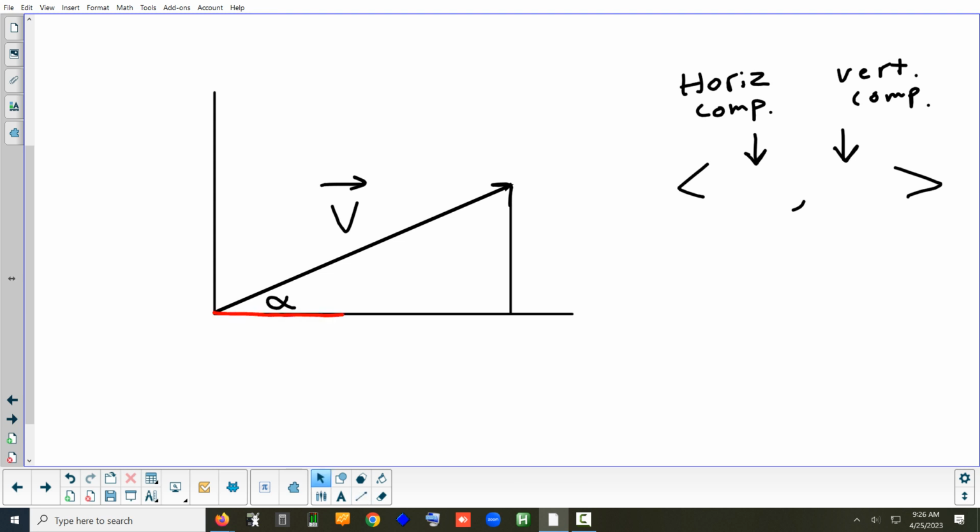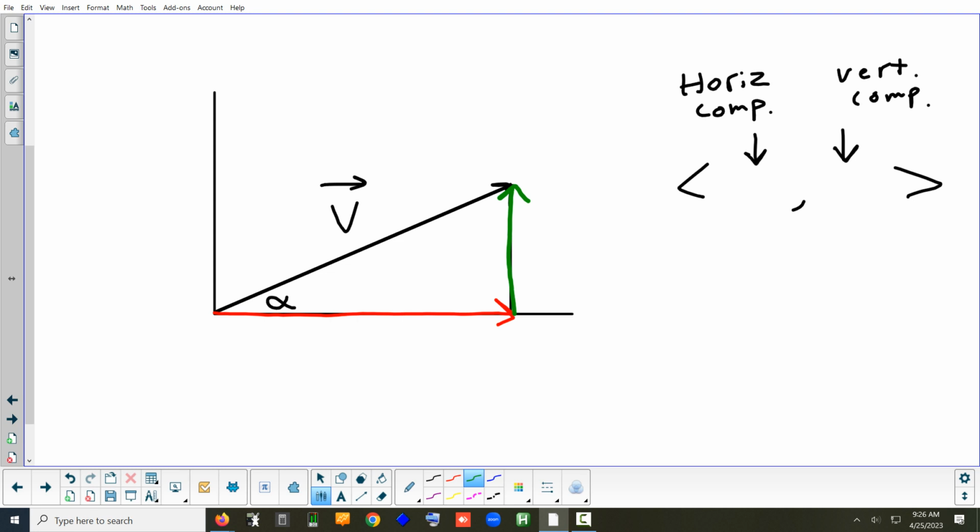In red is the horizontal component of the vector. In green is the vertical. We need to figure out what the red and the green components are.